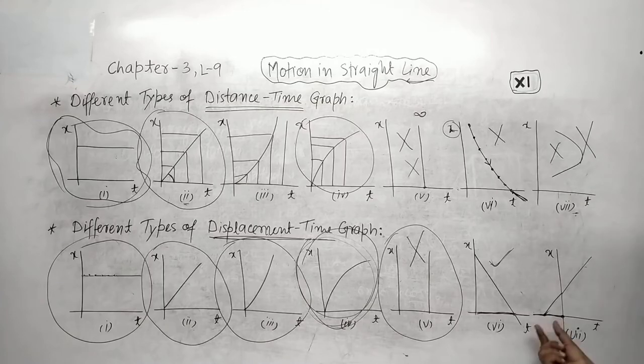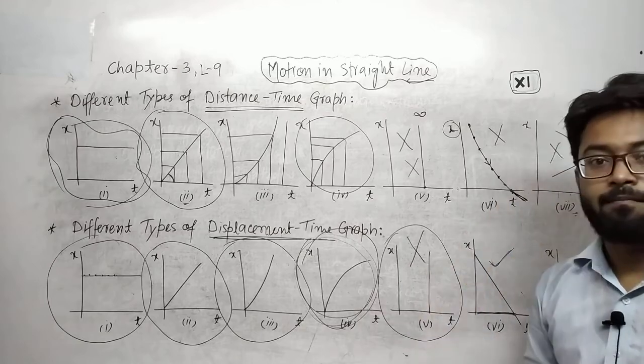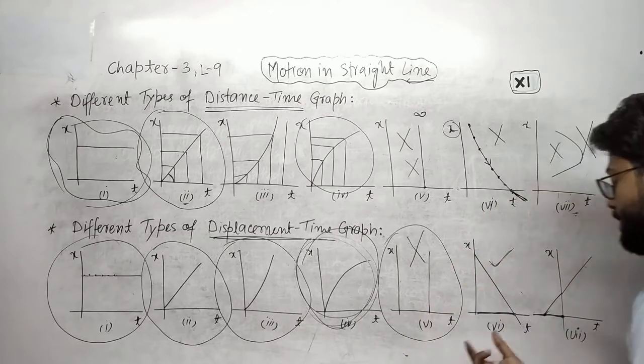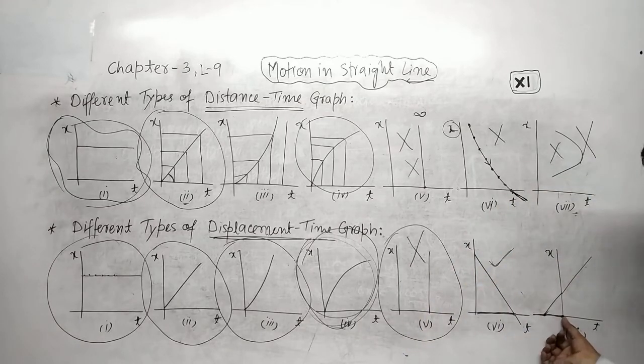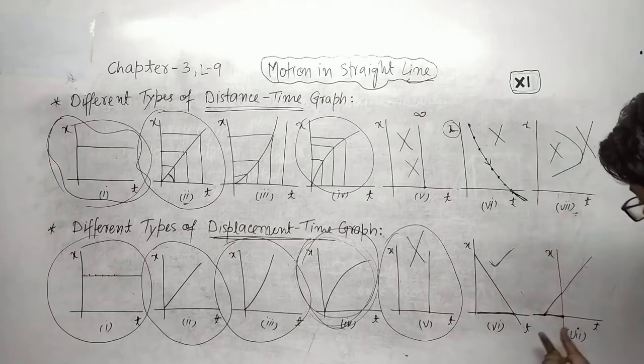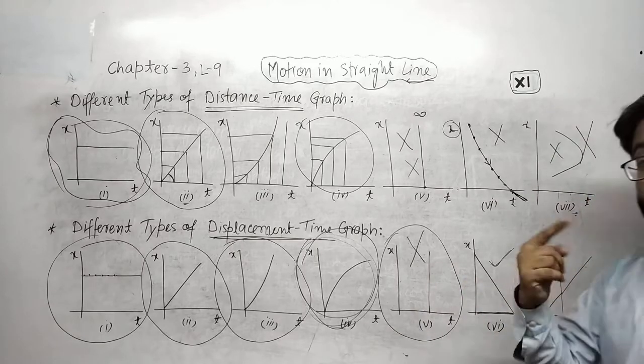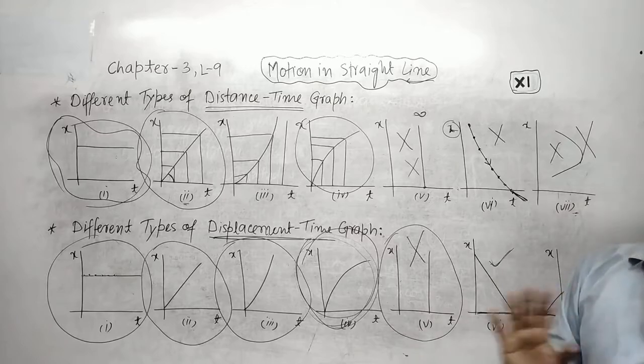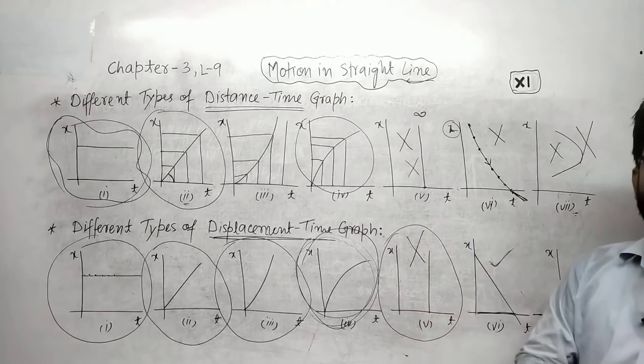Here time is negative. Time negative means it may be because at that point we started counting our time, but the object started before our counting. Okay. It is possible. Time decreasing is not possible. Time will never decrease. Time may be negative. Okay.